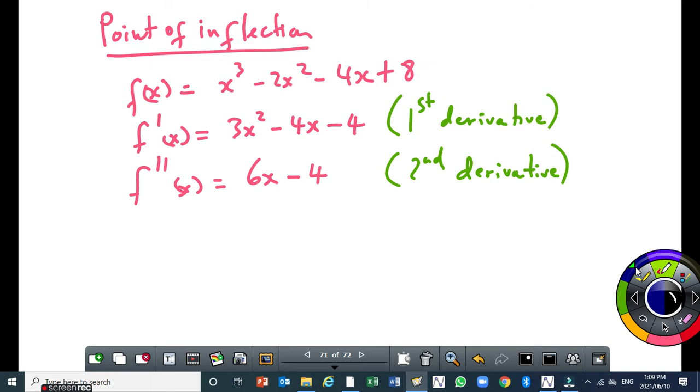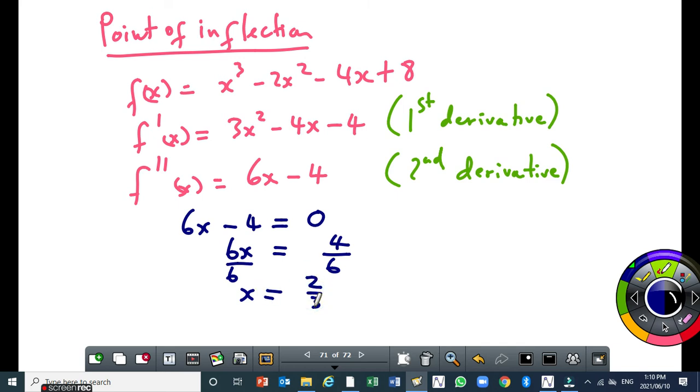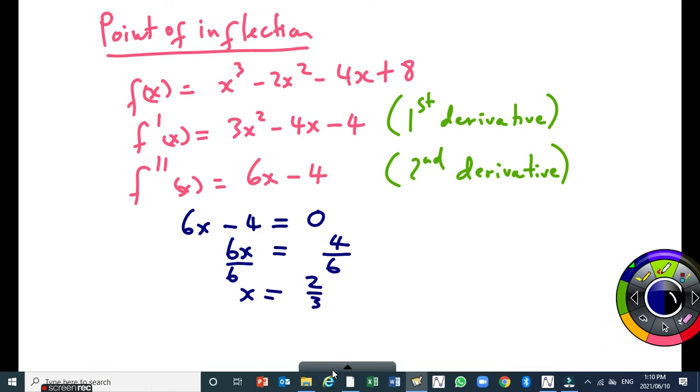Now, we equate the second derivative to 0 to solve for x. So, we say 6x minus 4 equal to 0. You get 6x equal to 4. Divide both sides by 6. Get x equal to 2 over 3. Okay? I'm not done. I need to find the y value where this x is.